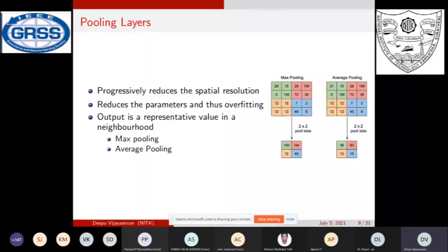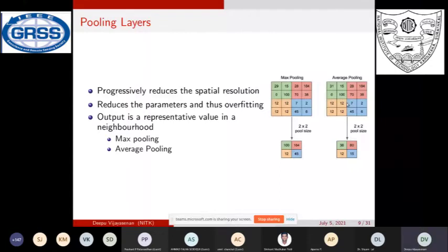Here this is known as max pooling. You have a neighborhood, and it will only pass the max value. This is a pool size of 2, so from each 2 cross 2 block it passes only one number, the max value. Here it is doing average pooling, where instead of the max value, it passes the average value.